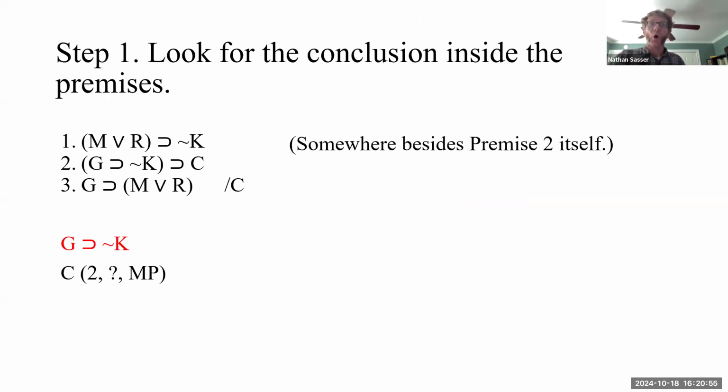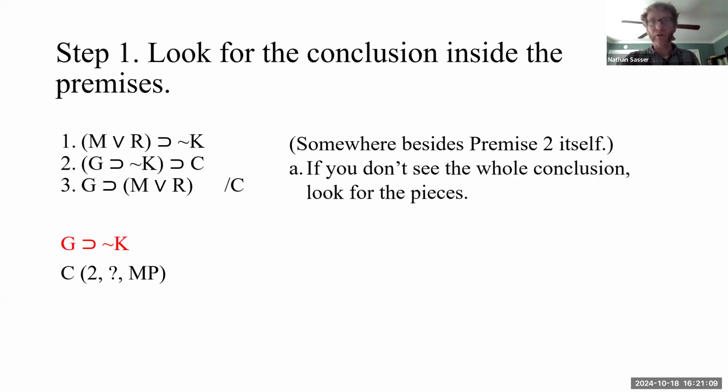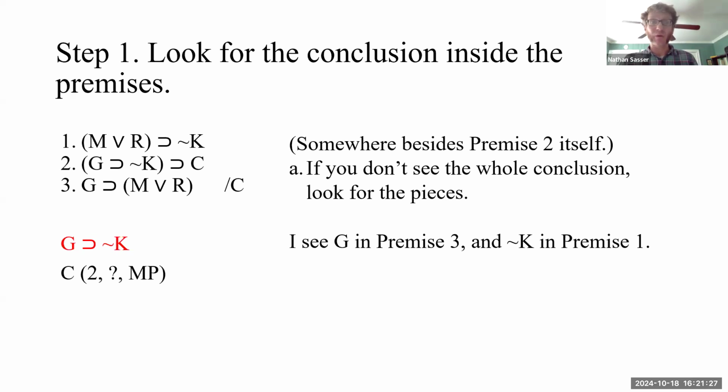with premise one. Look for if G then not K inside the premises somewhere. And again, somewhere besides premise two itself. Do you see that? No, you don't. You don't see that whole mess in there. So now what do we do? If you don't see the whole conclusion in your premises, then look for the pieces. Do you see the pieces or the parts of if G then not K? Spot them? I see G in premise three, and I see not K in premise one. So that's where the pieces are.